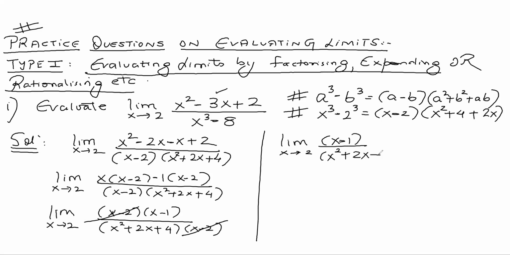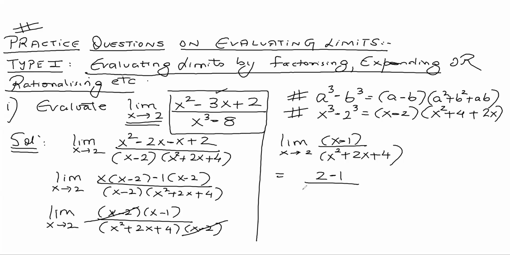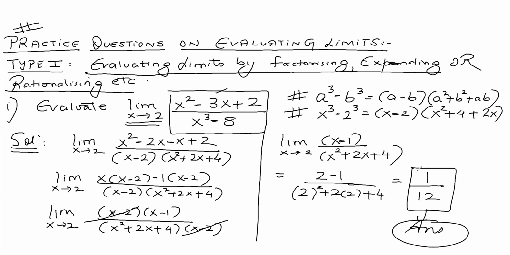So guys, this is what we get. Do you see why we factorized? Because if you directly put x equal to 2 in this, the denominator becomes 0. So exactly, that is why we had factorized it. Now I can just put in the value: 2 minus 1 upon 2 square plus 2 into 2 plus 4. This is 1 upon 12, which is my answer.